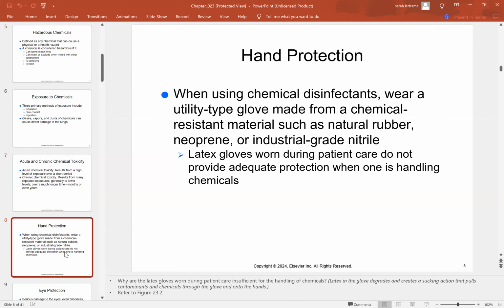Hand protection. When using chemical disinfectants, wear a utility type glove made from chemical resistant material such as natural rubber, neoprene, or industrial grade nitrile. Latex gloves worn during patient care do not provide adequate protection when one is handling chemicals.